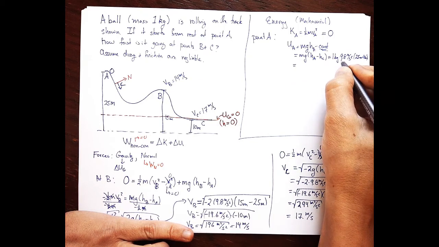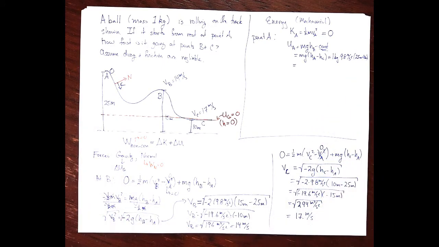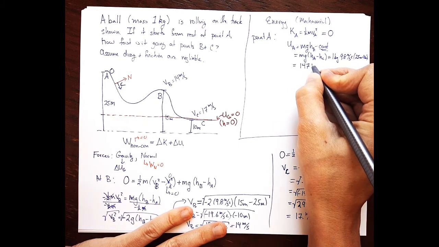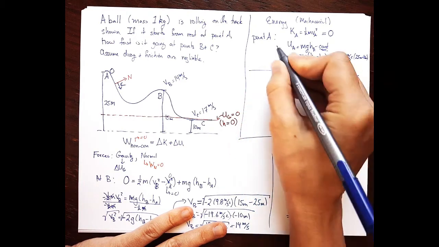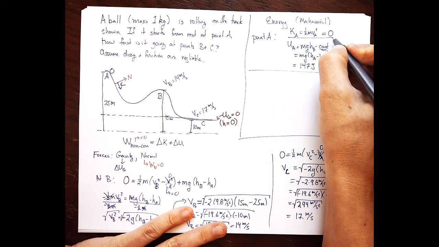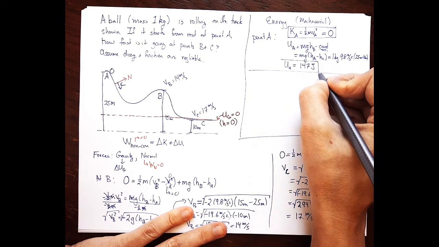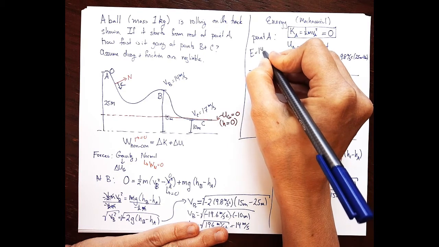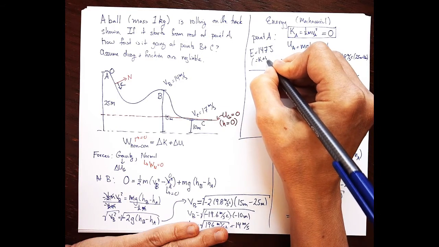And if we plug that in, 1 kilogram times 9.8 meters per second squared times 25 minus 10, get our calculator. This is going to give us a potential energy of 147 joules. Okay. So at A, we have a kinetic energy of 0 and a potential energy of 147 joules. So our total energy is those two added, 147 joules. Again, remember that's kinetic plus potential.